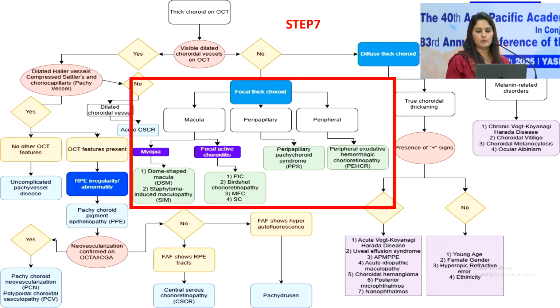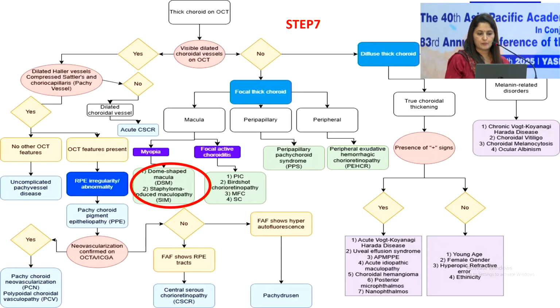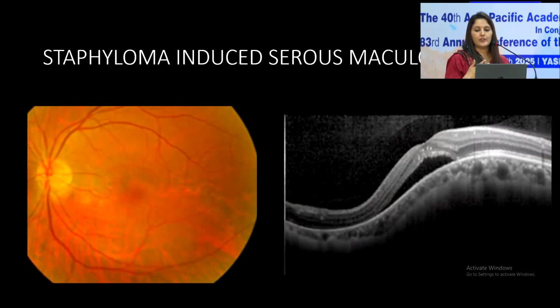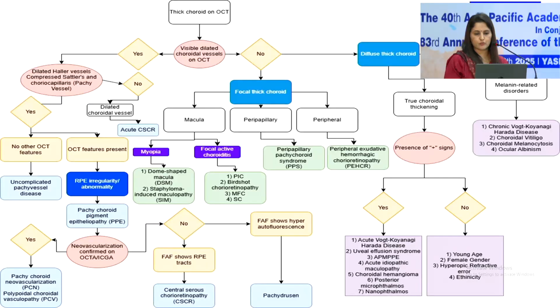So if we come back to the central part of the algorithm, if you have a focal thick choroid, what next? This focal thick choroid is a little bit of a controversial condition. We look at whether the focal thick choroid is in the macular region or outside the macular region. In the macular region, having ruled out the focal inflammatory conditions, the most common cause of a focal thick choroid is usually an alteration in the sclera, which in turn causes choroidal congestion. So we come to dome-shaped maculopathy or staphyloma-induced maculopathy, wherein you have an alteration in the sclera, and thereby there is a localized choroidal congestion giving rise to fluid collection.